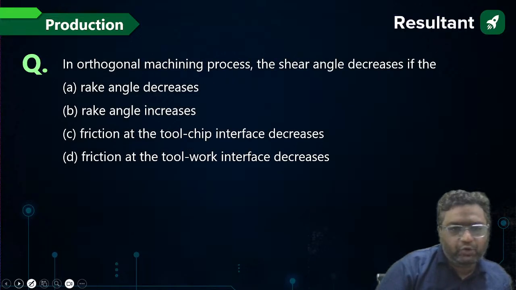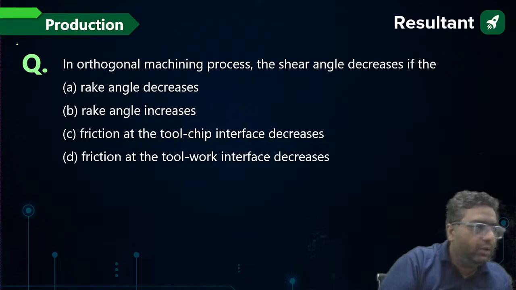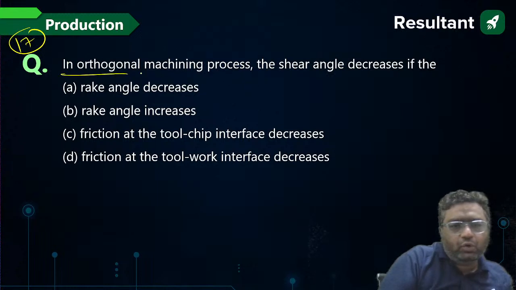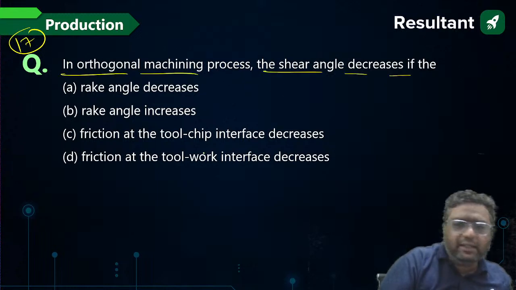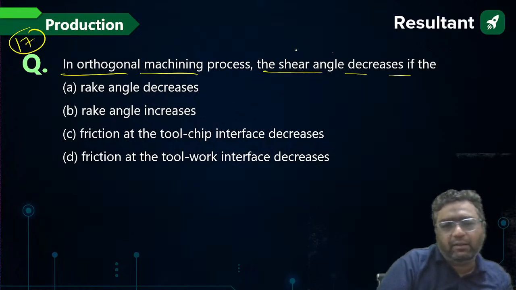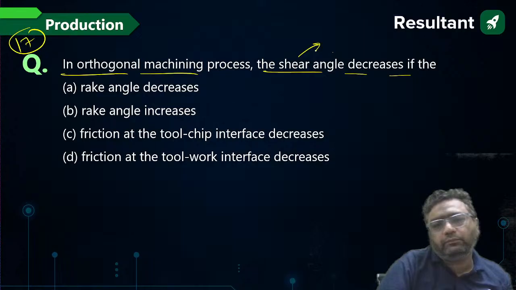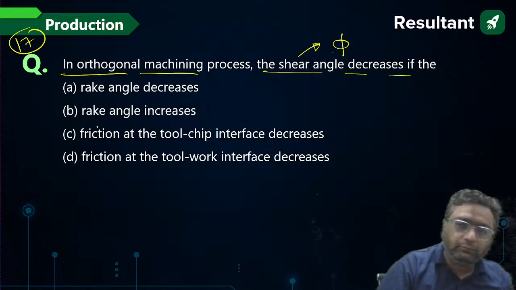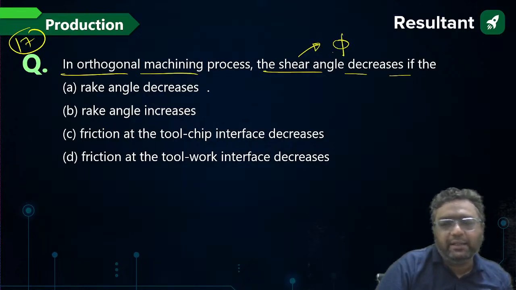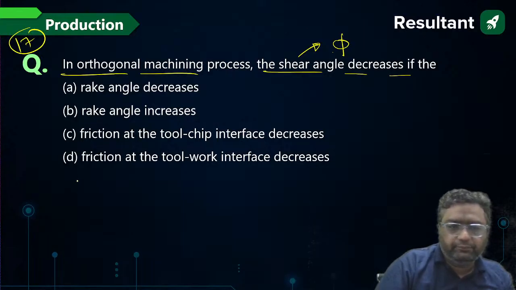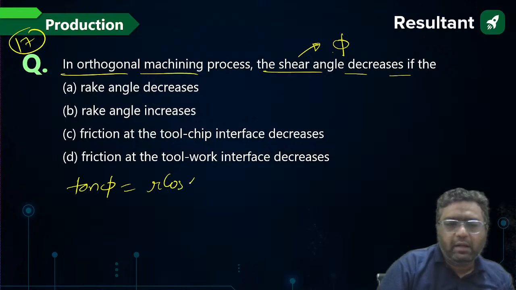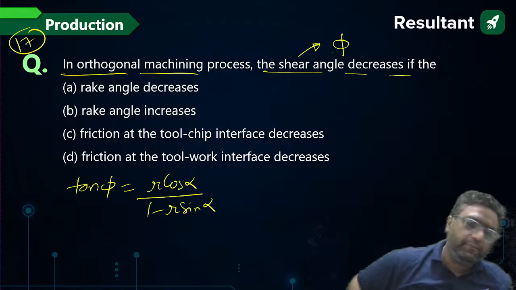Next question which I am going to show you is this. Question number 17. In orthogonal machining process, the shear angle decreases. If you remember, shear angle is phi. So shear angle decreases if tangent phi is r cos alpha by 1 minus r sin alpha.